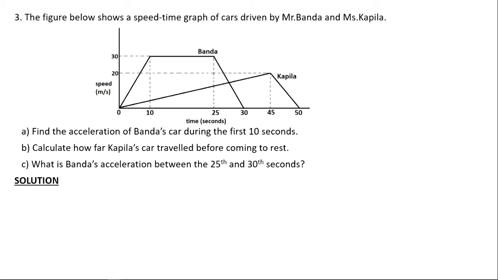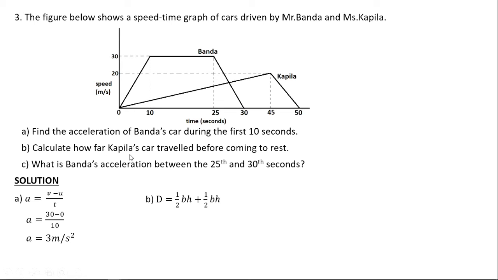So we are going to say A equal to V minus U over T. Our V is 30, our U is 0, and our T is 10. 30 minus 0 will give us a 30. 30 divided by 10 will give us a 3. The acceleration was 3 meters per square seconds.